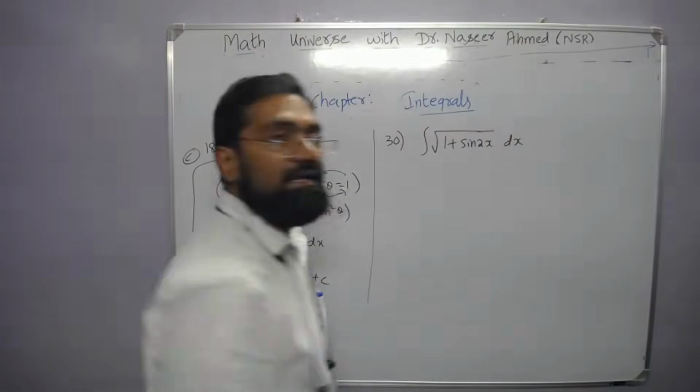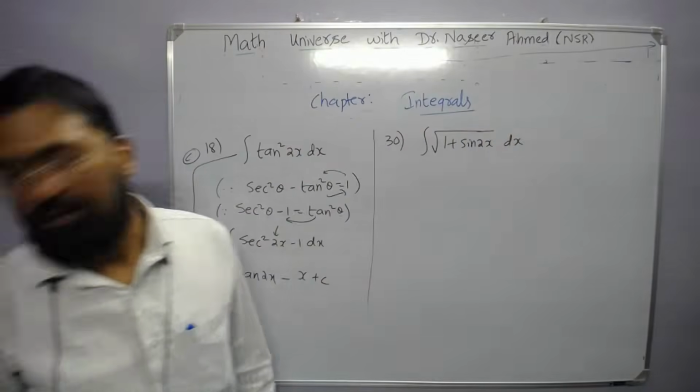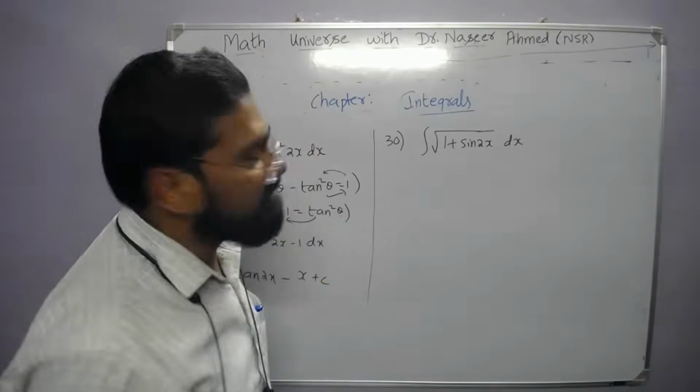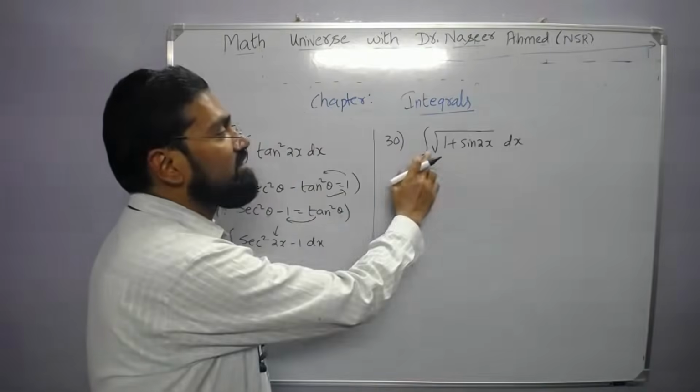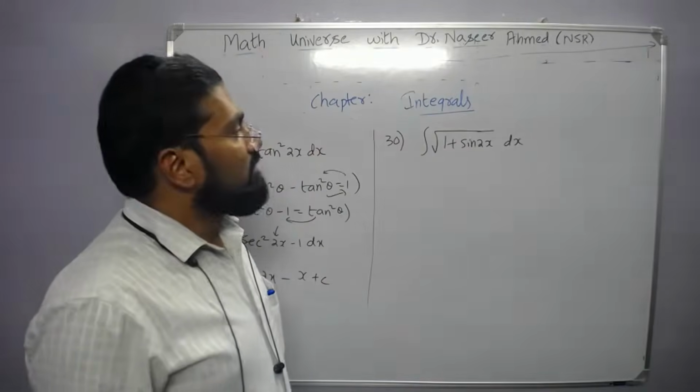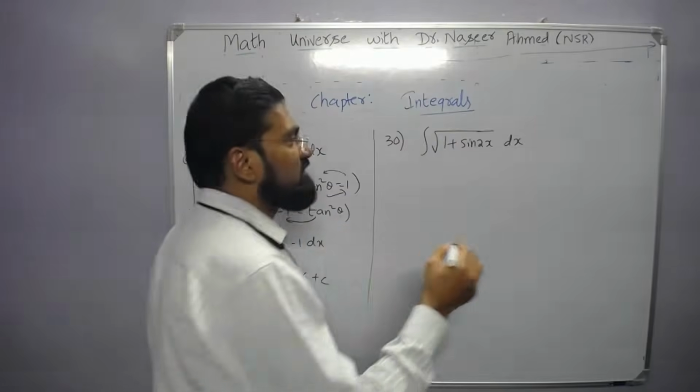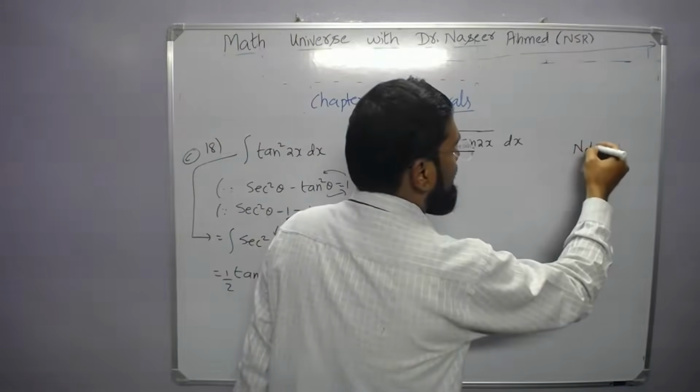1 plus sine 2x we have to take. Now, surely we cannot think of applying any method of substitution because derivative of sine is cos. There is no cos you can see. Then how to go about? I will be giving you 4 formulas to memorize. Always remember that. First formula, as a note, I write here.